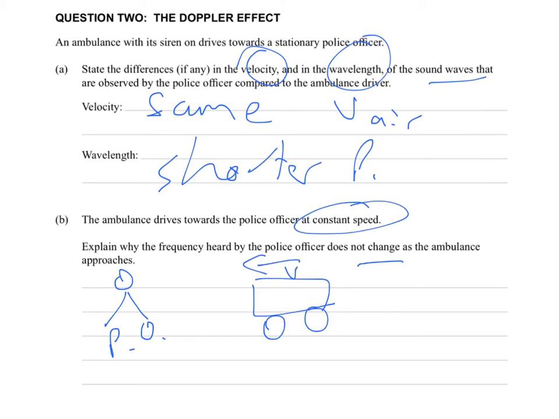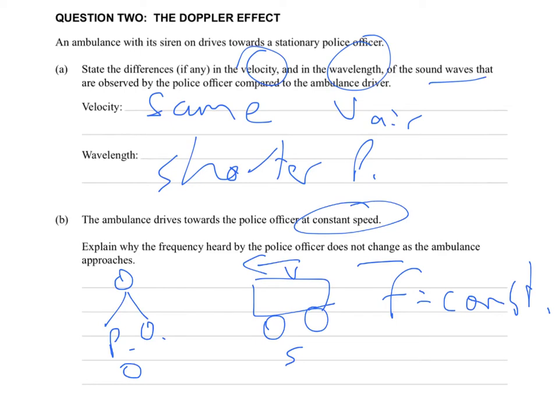So the constant speed and why the frequency heard by the police officer does not change, so f is constant. And the answer is that the relative velocity between the source and the observer, so the source being the ambulance and the observer being the police officer, that relative velocity is constant.